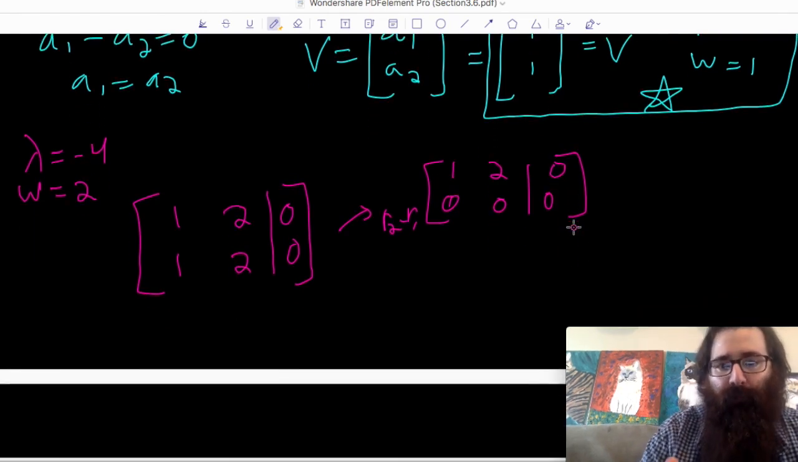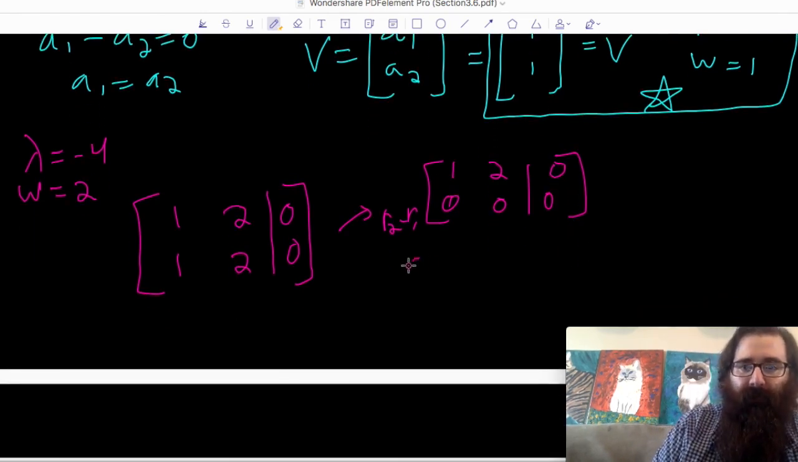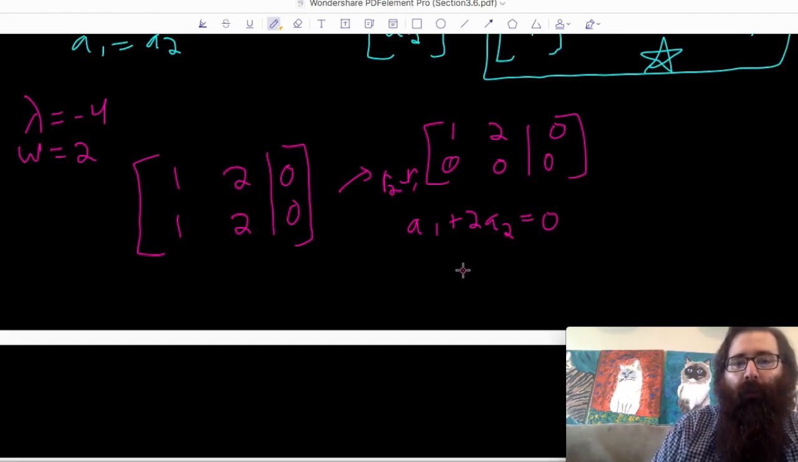And what is the top row saying as an equation? Well, it's saying a1 plus 2a2 is equal to 0, or that a1 is equal to -2 times a2.